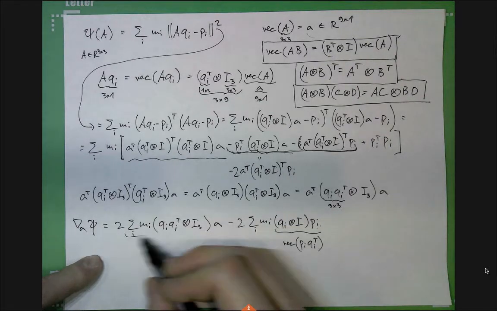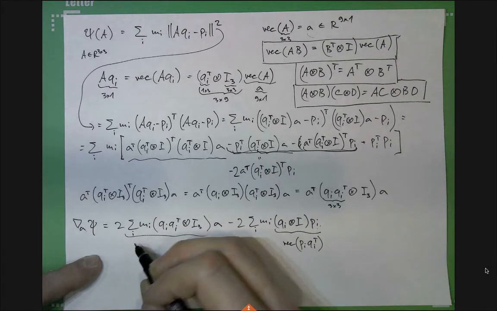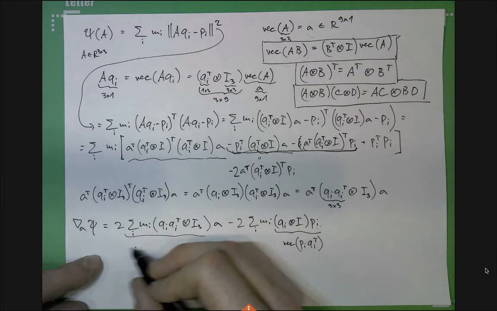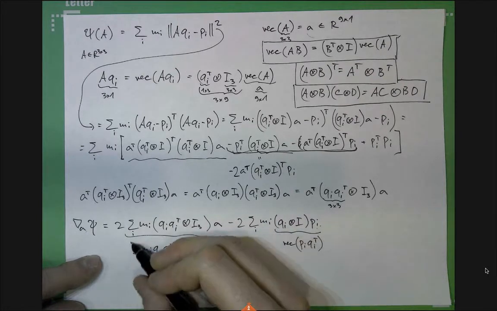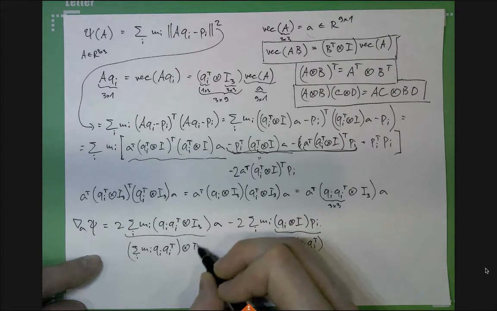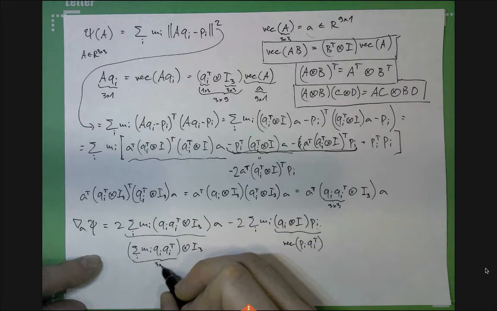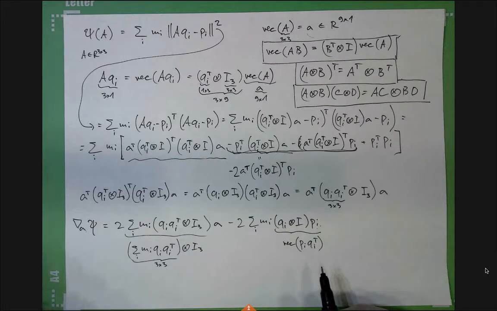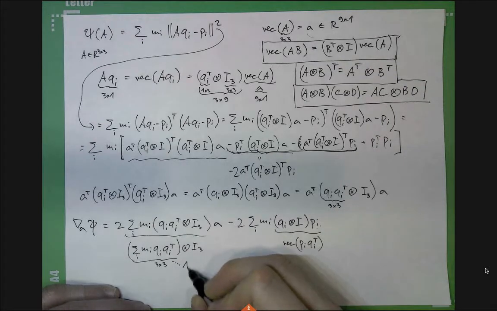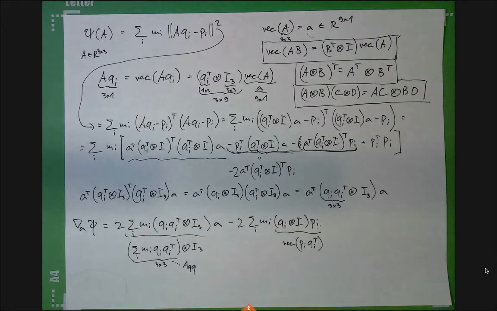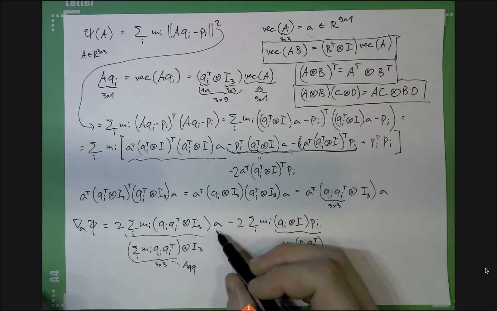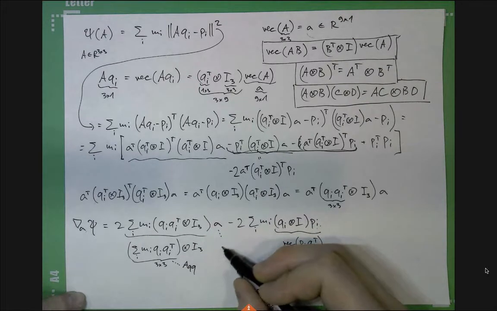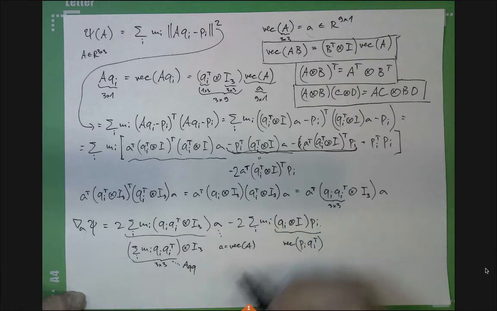Now this thing I can also simplify a little bit. I can say that this is sum of mi qi qi transpose Kronecker I3. This is just a 3x3 matrix. So I can call this matrix AQQ, just to simplify the notation. And then notice that this A is just vectorized A, right? That's how I defined A.